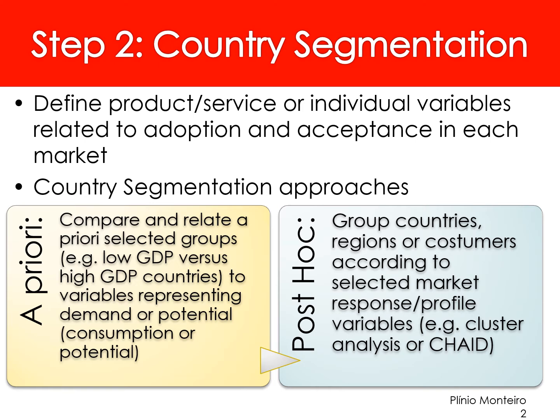Basically, with these variables that you selected, you can use two approaches to create the segments. The first one is named the a priori approach. In that case, you're going to create groups of countries based on the variables and some criteria.